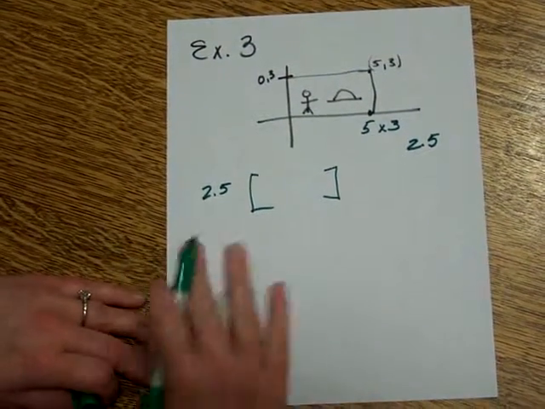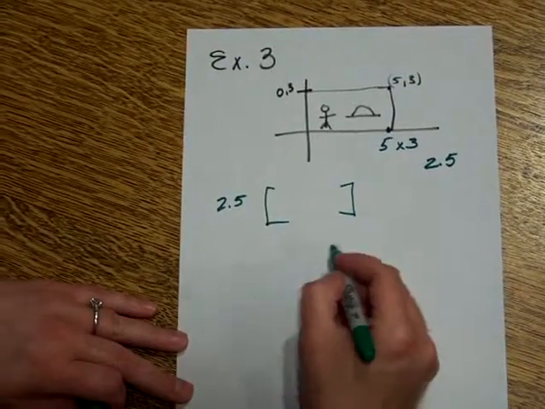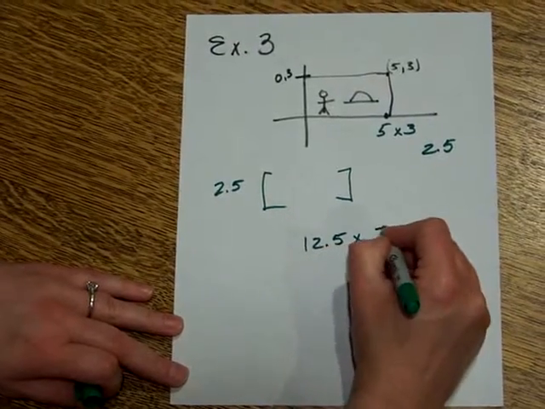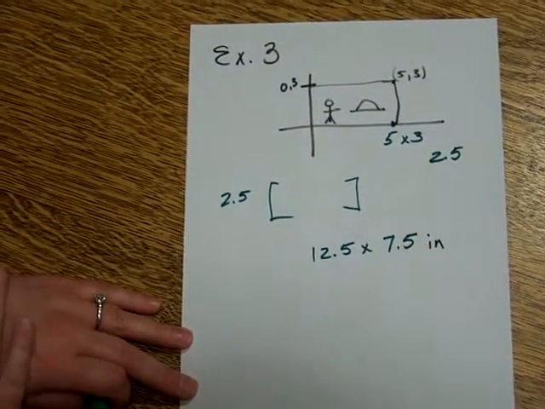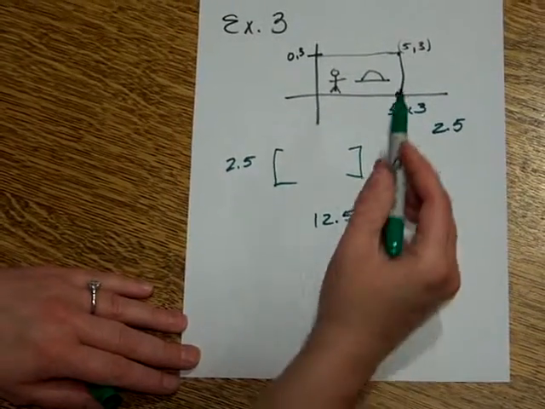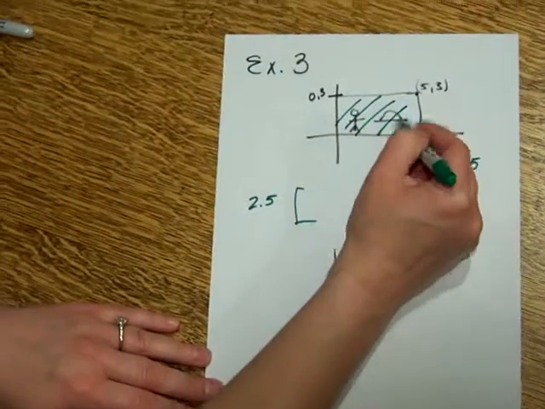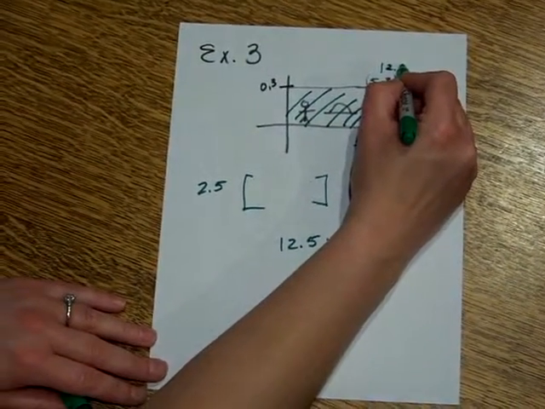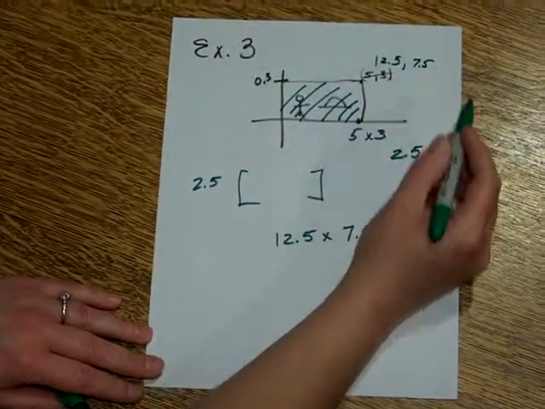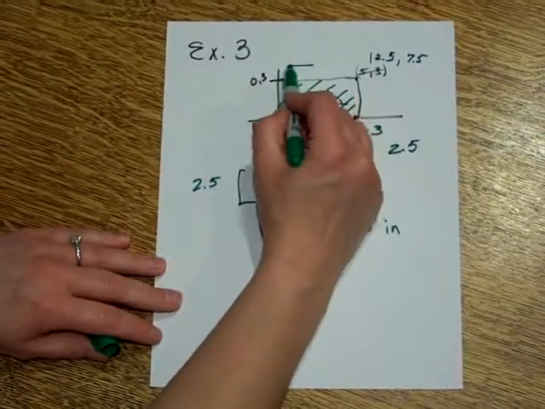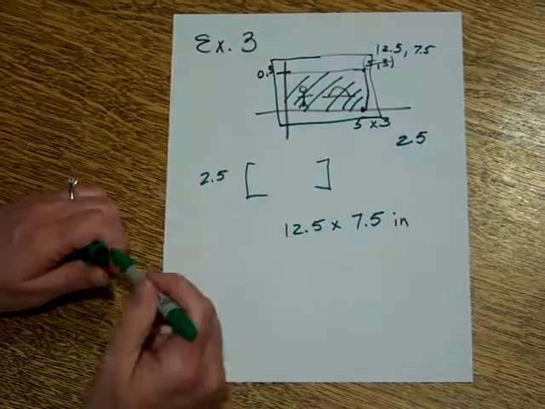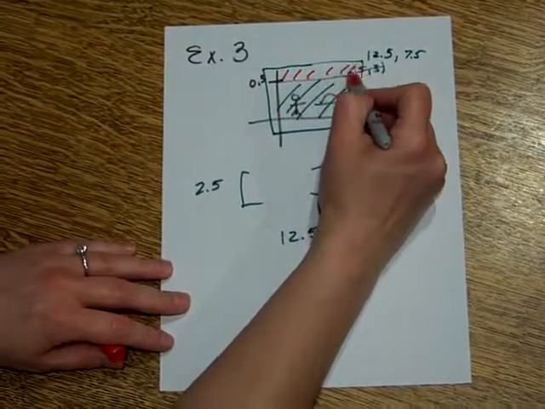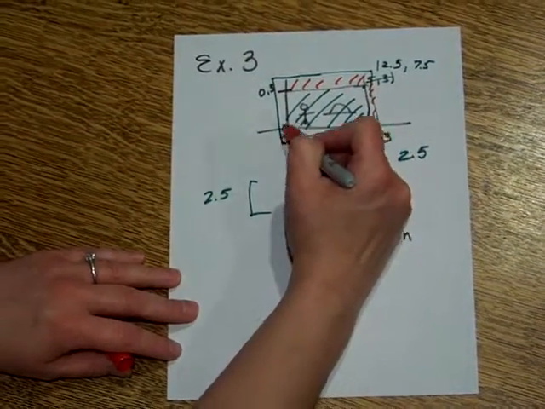And you can see that there in your book. I'm not going to take the time to work that out there. But our new dilated photo is going to be 12.5 by 7.5 inches. Now that's not what they're wanting us to find. That's fine that we found this new area of this photo, which would be 12.5 by 7.5. But they're wanting to now know if I add a 2-inch mat all the way around, what is the area of just the mat? What is the area of just this mat all the way around?